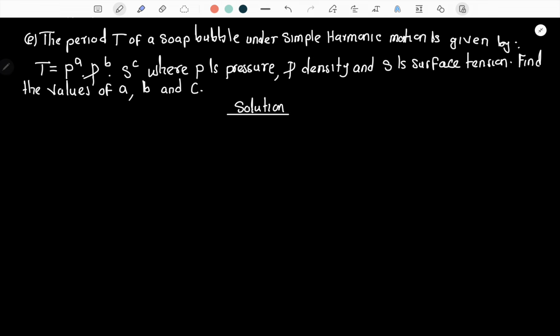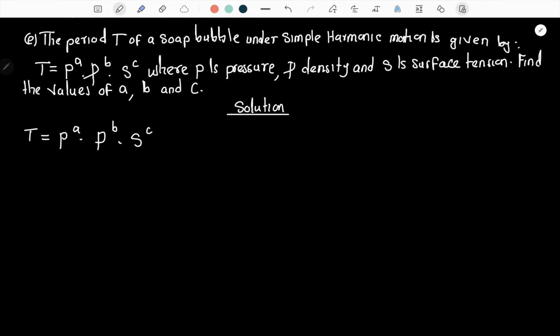Now, this particular question is actually very important. The same way I am going to solve it is the same concept you shall be using to solve the others. How do you solve this question? Very simple, but a bit complex. The first thing you do, collect your formula. So your formula is the period is equal to the pressure to the power A multiplied by the density to the power B multiplied by the surface tension to the power C.